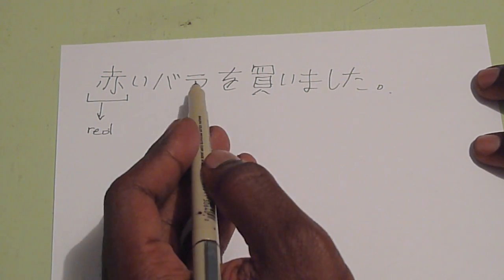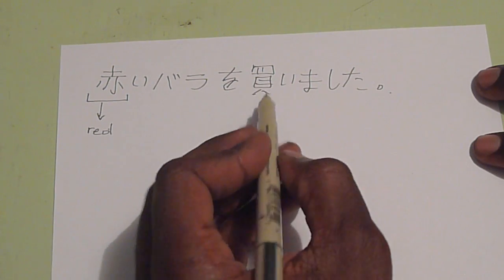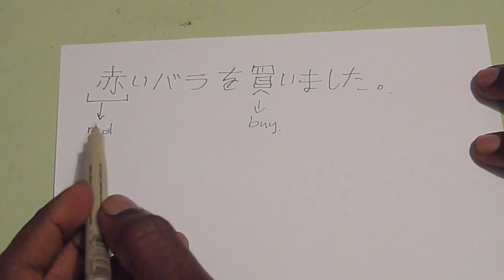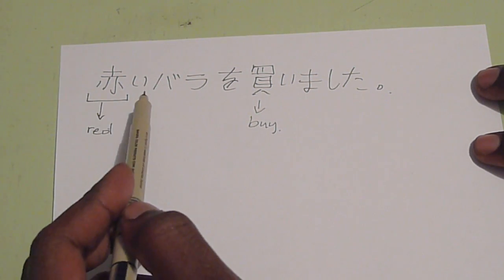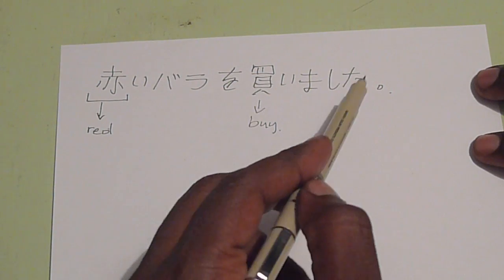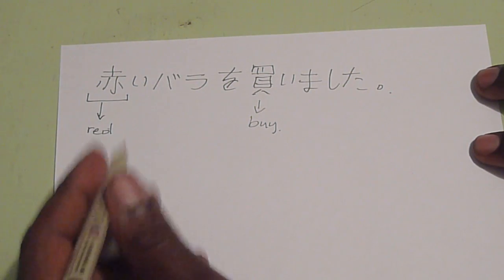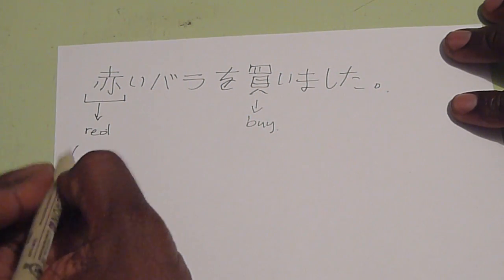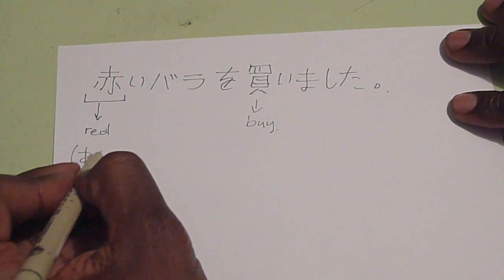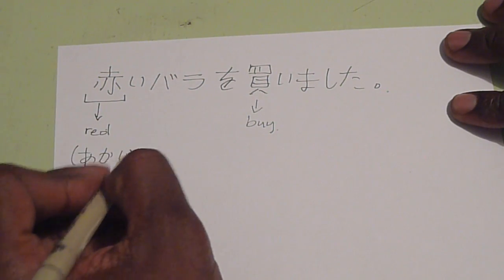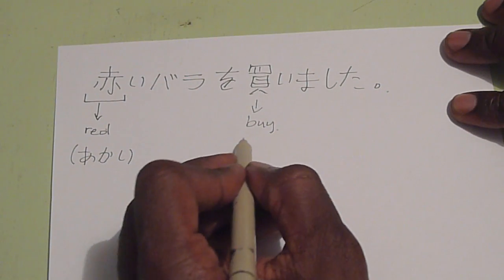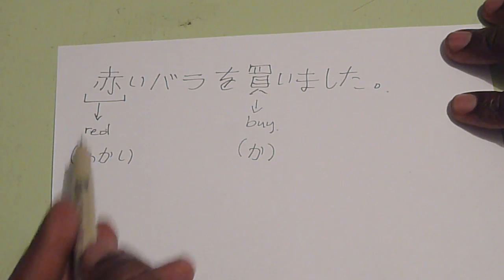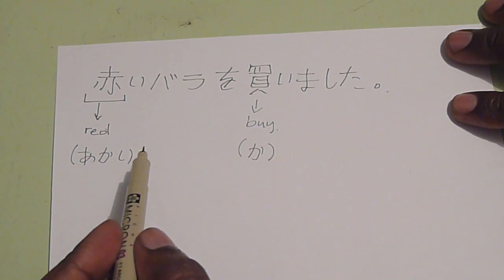Alright, so we're going on, so this is the next kanji right here, and it means buy. Alright, so again, in your mind, you're going to see red I bara o buy imashita. Now that's not how you're going to say it to yourself, but that's just how your mind's going to process it. So, writing the meanings on here. Red is akai, okay, and buy is ka, from kao. Alright, so akai bara o kaimashita.